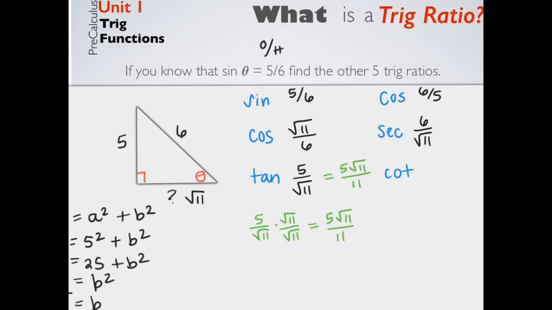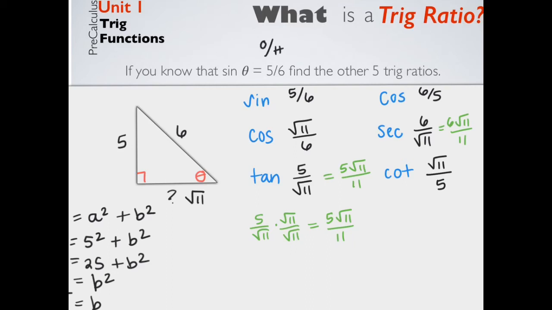That one is going to be an issue because you're not allowed to have radicals on the bottom. You likely are going to get to a place where you can rationalize the denominator almost in your head. And if you get there, that's awesome. If you need to work it out, work it out. Okay? Cotangent, I need to reciprocate tangent. So that's going to be root 11 over 5.